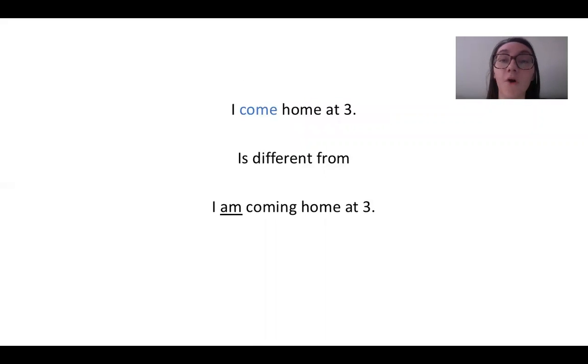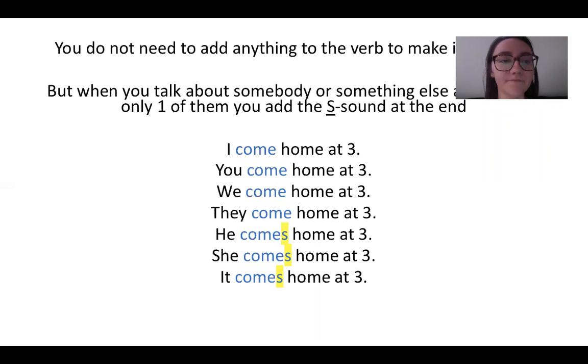"I come home at 3" means that it happens a lot. "I come home at 3" is different from saying "I am coming home at 3." It's different because simple present tells people I do this a lot. But if you say "I am coming home at 3," which is the continuous, the present progressive, we're saying I'm planning on doing that this one time, instead of "I come home at 3," meaning my normal schedule is to come home at 3.